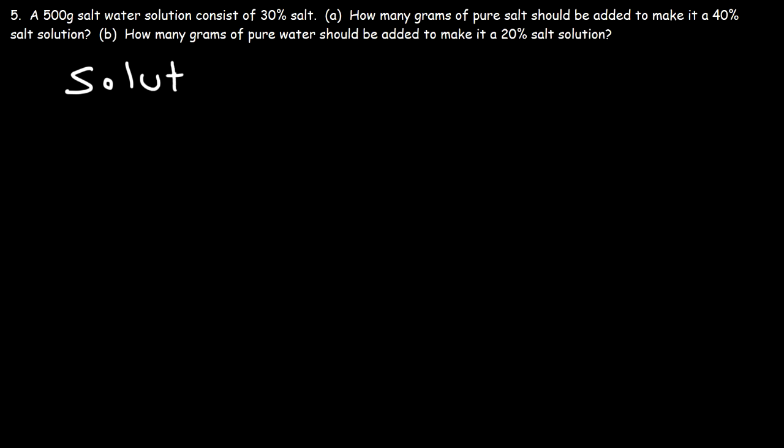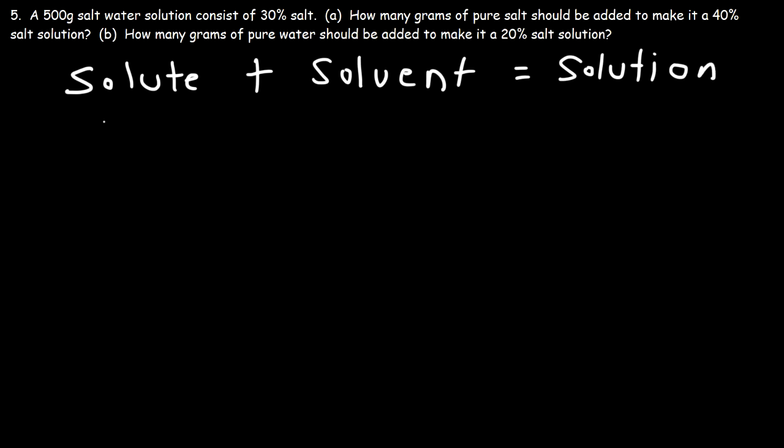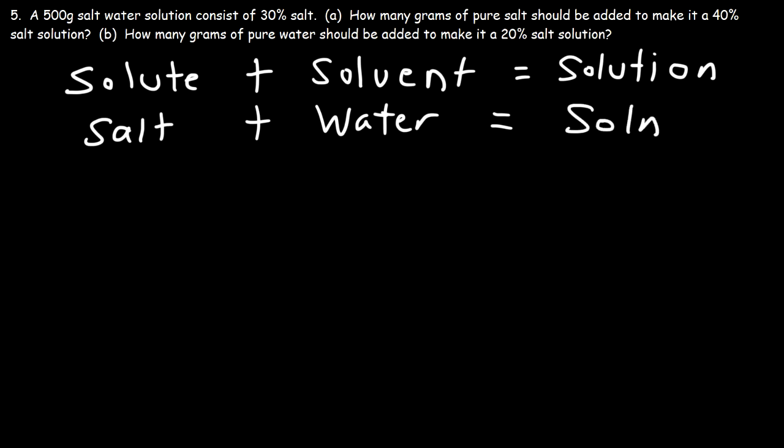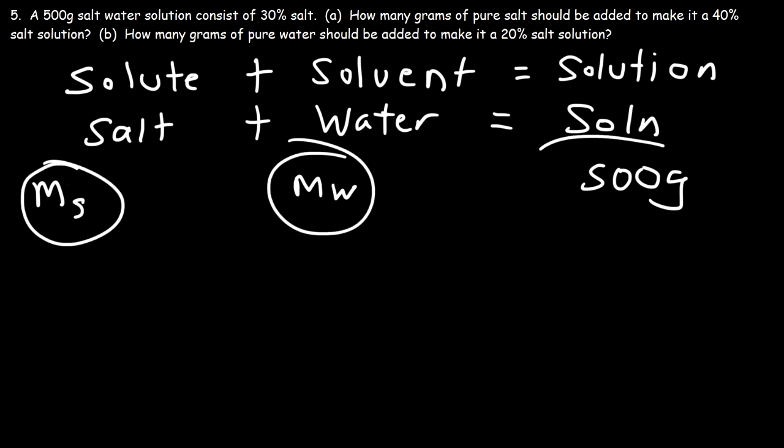Now in chemistry, perhaps you have taken that class already, the solute plus the solvent combined together makes up the solution. In this example, the solute is salt. The solvent is water because water dissolves salt. When you mix water and salt together, you create a solution. Now, we have the mass of the solution. That's 500 grams. Right now, we don't have the mass of the salt, nor do we know the mass of water. However, we do know that these two have to add up to 500.